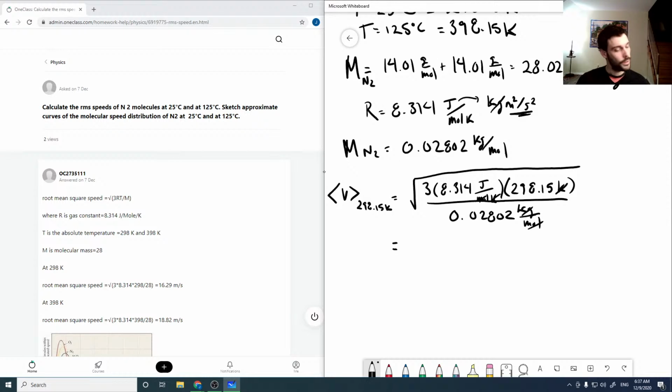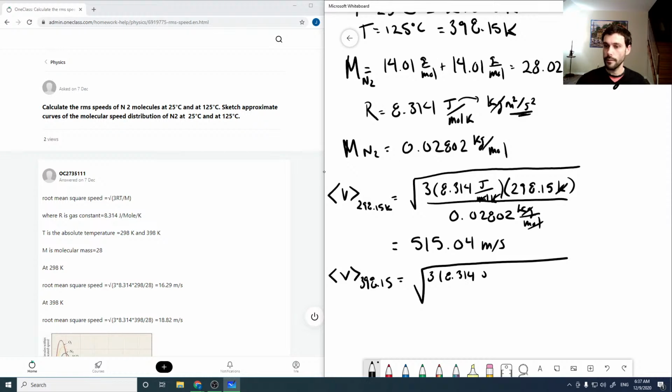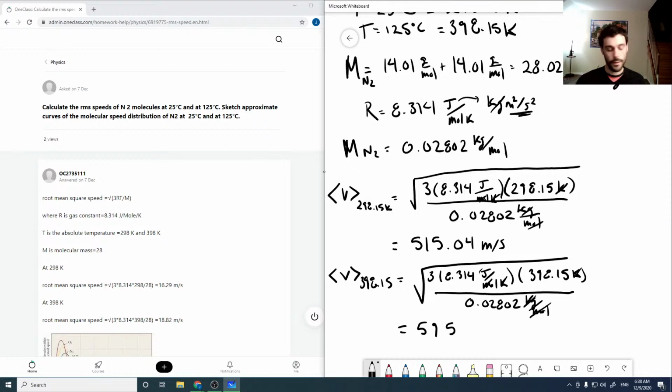So if we run this through on our calculator, we get 515.04 meters per second. And if we repeat this now for 398, we would get 8.314, 398, and all divided by this 0.02802 kilograms per mole. Moles cancel, Kelvins cancel, the kilograms will cancel with the kilograms and the joules, leaving us with the appropriate units and giving us 595.33 meters per second. Okay, so those are our different speeds at different temperatures.